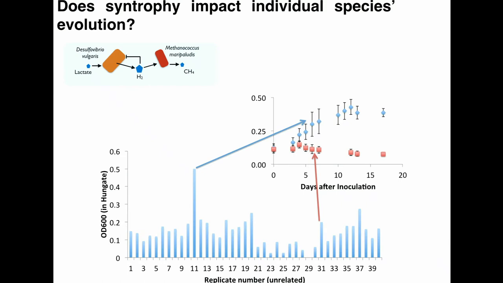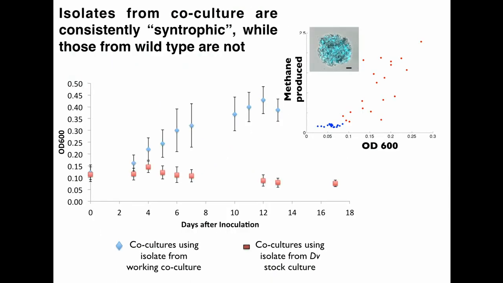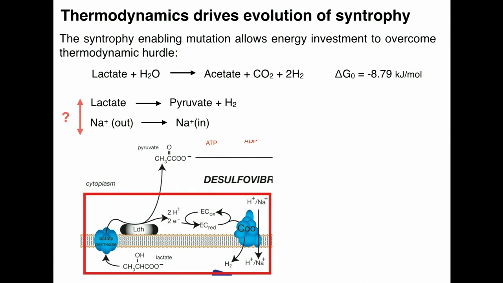So we took this co-culture that was working, isolated back the sulfate reducer, and tried to set the system up again. And in this case, every time we tried this with an isolate from the working co-culture, we got a successful co-culture, right? So this strongly indicated that there was a mutation or something specific in that one working co-culture that made the syntrophy work. So there is potentially a mutant at our hands that is syntrophic, and we wanted to understand this better. I find it very exciting.